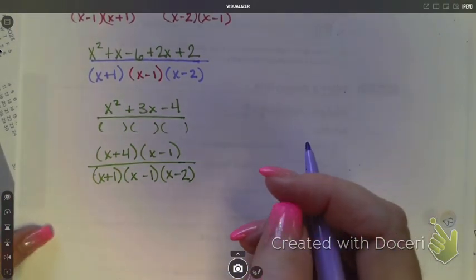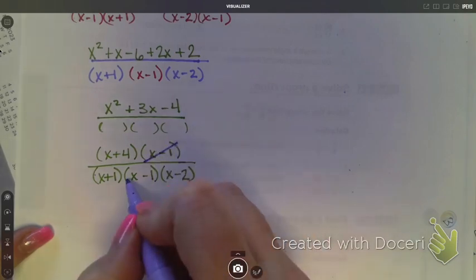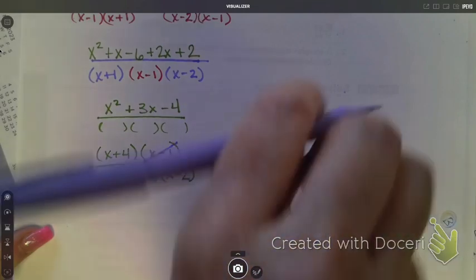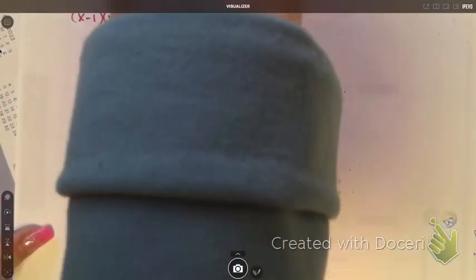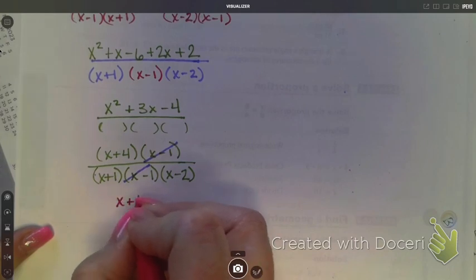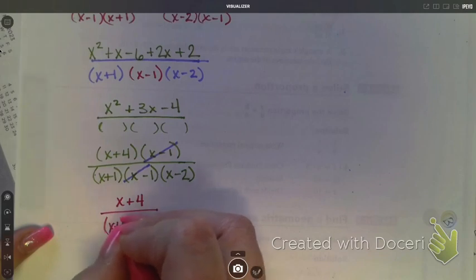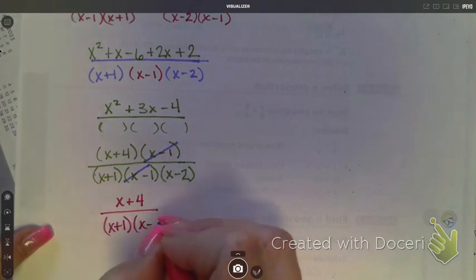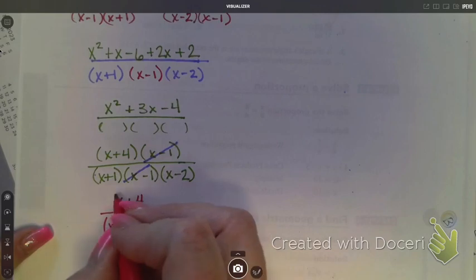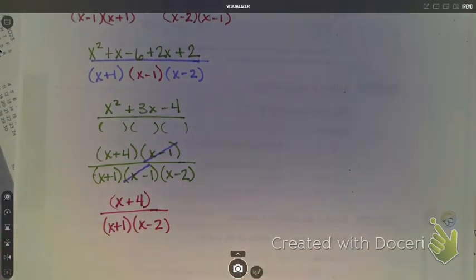So now what? That's it. You can't factor them out. You can reduce them out. And my final answer would be x plus 4 over x plus 1, x minus 2. And if you would like to leave that numerator in a parenthesis, then do it. So you don't try to reduce it when you can't.